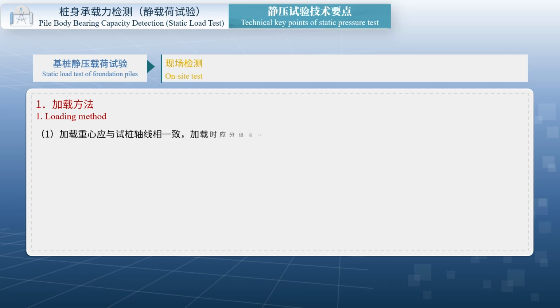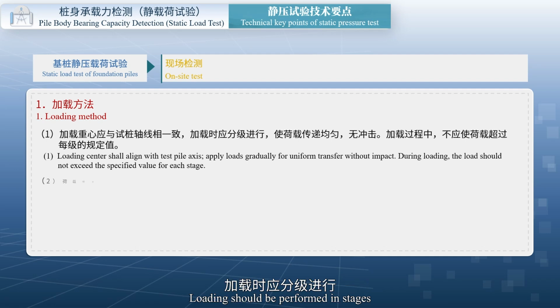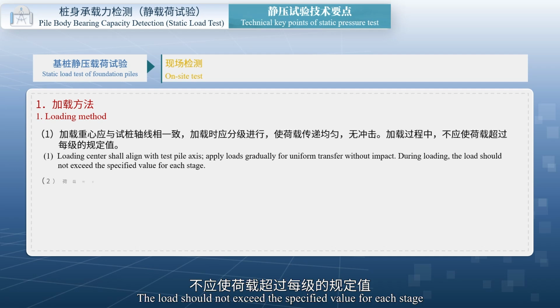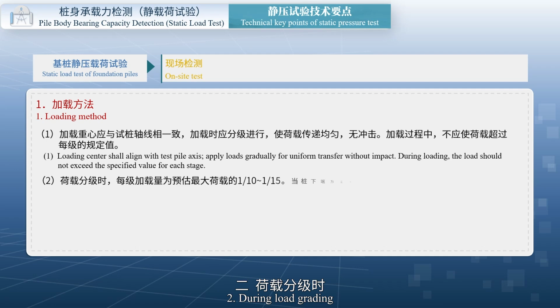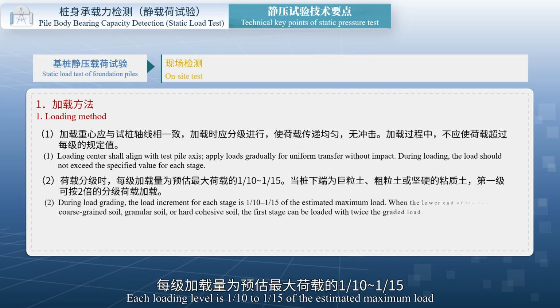Loading method. First, loading center should align with test pile axis. Loading should be performed in stages to ensure uniform load transfer. No impact. During the loading process, the load should not exceed the specified value for each stage. Second, during load grading, each loading level is 1/10 to 1/15 of the estimated maximum load.